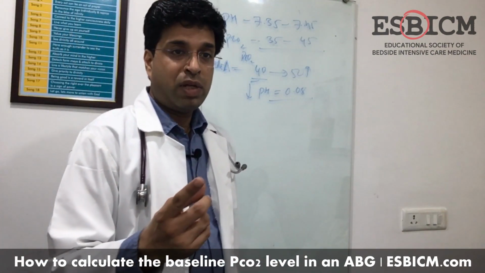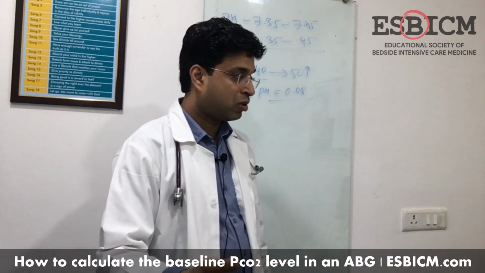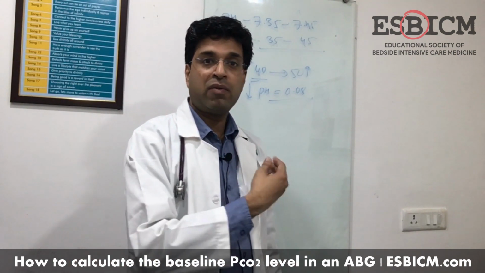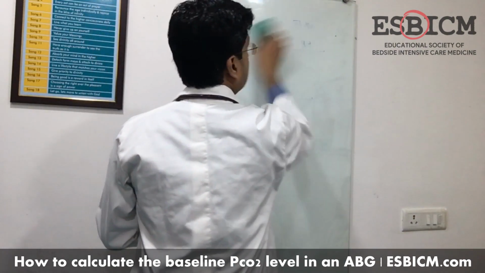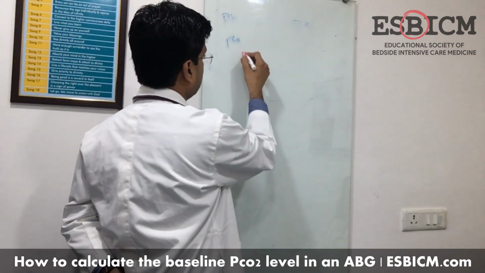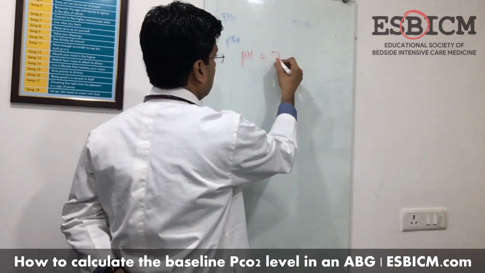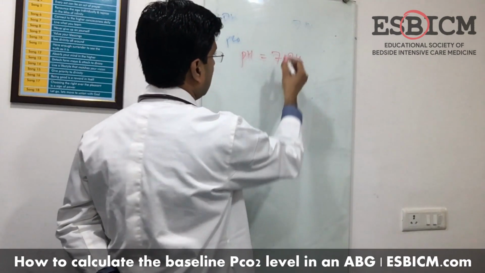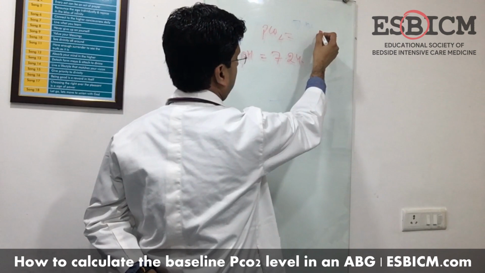For example, we will solve one blood gas which is in our ICU. The patient is at present in the ICU. We will solve his blood gas, so you get to know what is the acute component and what is the chronic component. I am giving you a hypothetical example. Suppose pH is 7.24 and your PCO2 level is 70.